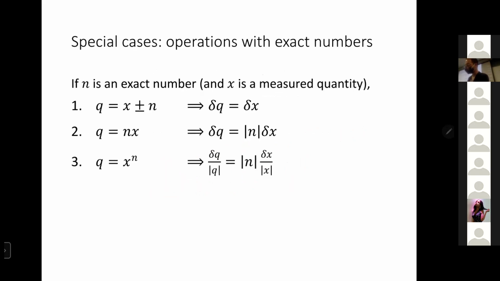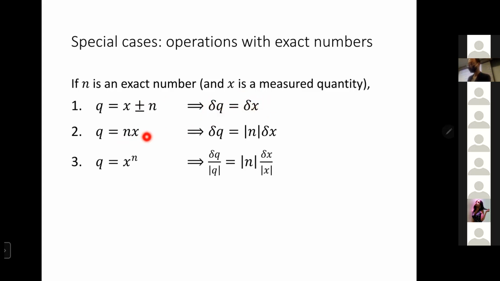There are some special cases that you can consider. What if you have a number that has an uncertainty associated with it, and you add or subtract an exact number? So like, for example, what if you measured an angle and it has a certain uncertainty, and you want to know what is the complement of that angle? Well, that would just be 90 degrees minus the angle that you measured. But 90 degrees is an exact number. That's just the definition of complement. So adding or subtracting an exact number does not affect the absolute uncertainty, the absolute error, right? So in this case, delta q is equal to delta x.